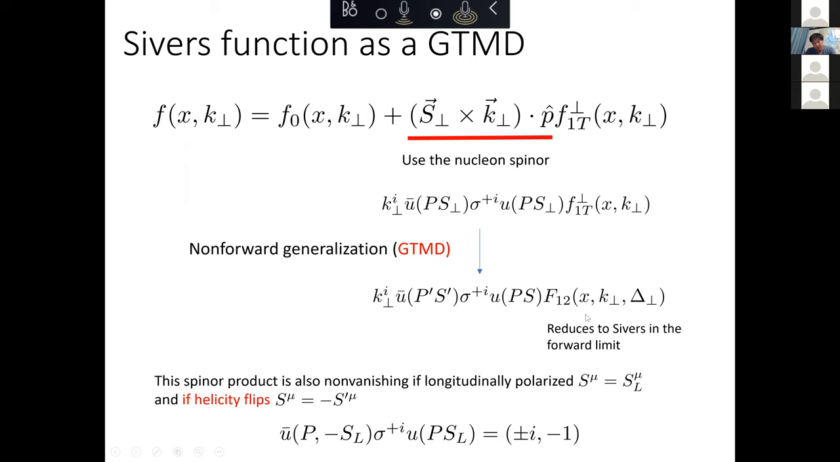So you can understand the Sivers function as a limit of the GTMD. But once you write it in this way, you notice something very interesting, because this spinor product is non-vanishing not only for the transversely polarized proton, but also if the spin is longitudinally polarized, but there is a spin flip. If the initial and final spins are opposite, then this spinor product is a non-vanishing matrix element. That means that if you measure the spin flip processes, then you can access the Sivers function.